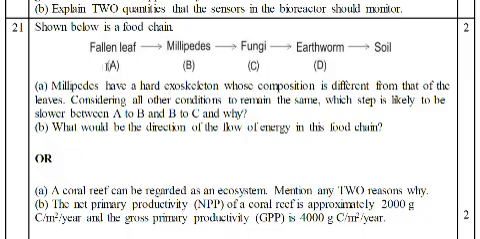Shown below is a food chain, that is fallen leaf to millipedes. Millipedes will be degraded by the fungus and then the earthworm and then the soil. So millipedes have a hard exoskeleton. That means the exoskeleton is made up of chitin, whose composition is different from that of the leaves. In the leaf, the outer structure, the cell wall, is made up of cellulose. Considering all other conditions to remain the same, which step is likely to be slower between A to B and B to C?